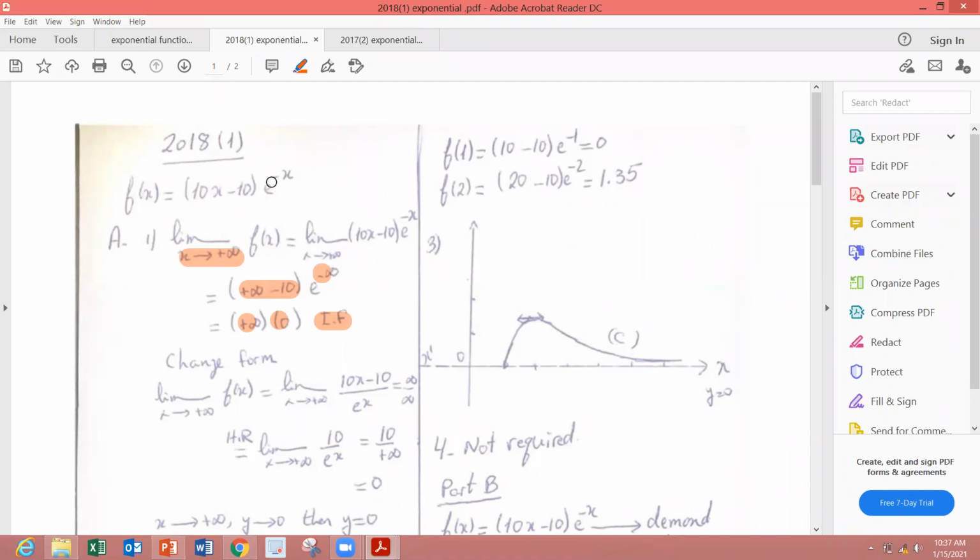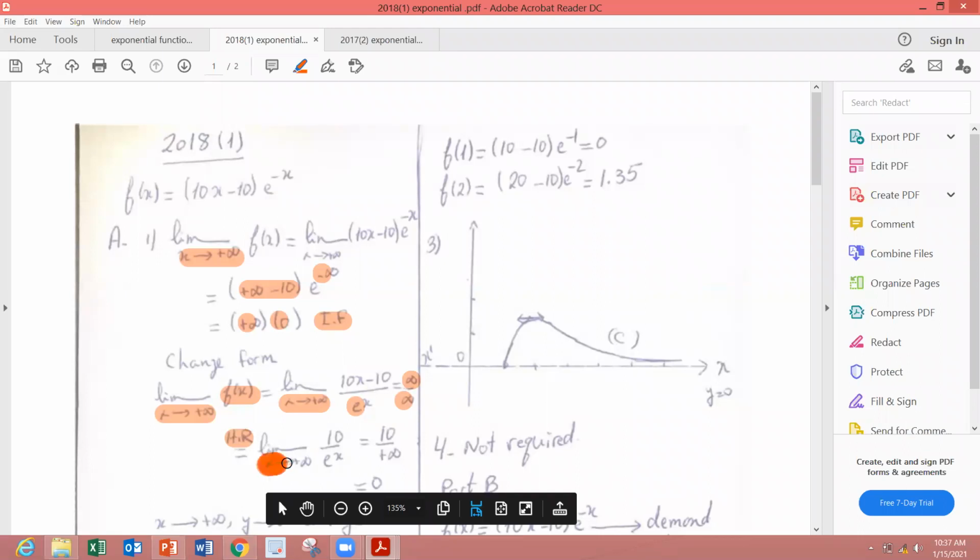e to the power minus x, we move it down. We move e to the minus x down. So we get limit as x tends to plus infinity of f(x) equals limit as x tends to plus infinity of (10x minus 10) over e to the x. This e to the minus x, we moved it down, so it becomes e^x. We get infinity over infinity, so we apply Hospital's rule now.